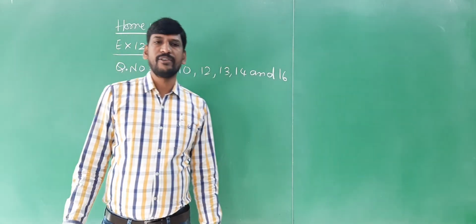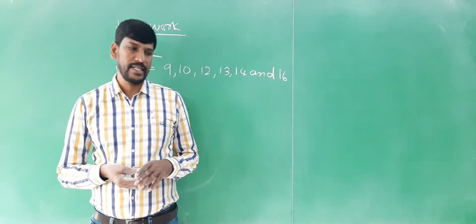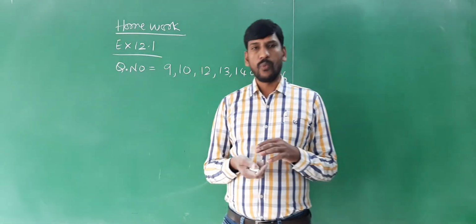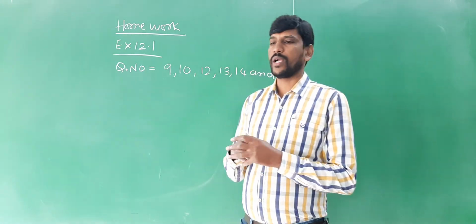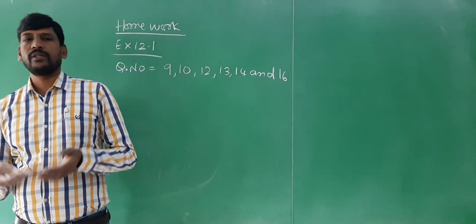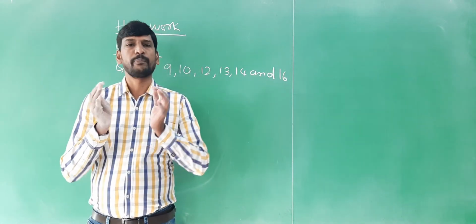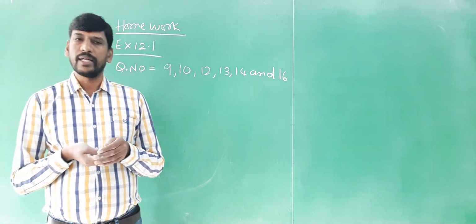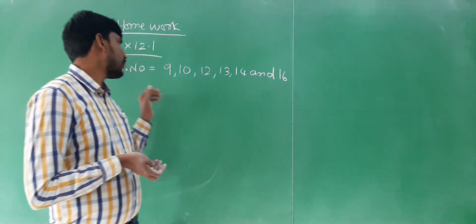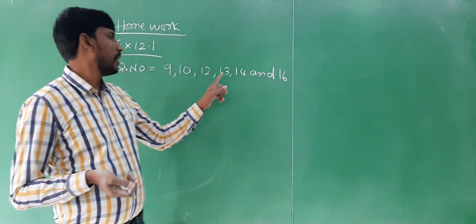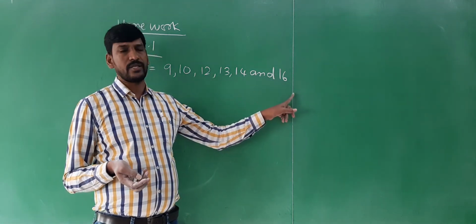So, right children, I hope you understood today's class, that is, whatever we discussed, the problems from exercise 12.1. Right children, whenever you want to divide a share between two people, first of all you have to find out the total share, that is, the total parts, how many equal parts you are going to divide into. That is very important. And today's homework is exercise 12.1, question numbers 9, 10, 12, 13, 14 and 16.